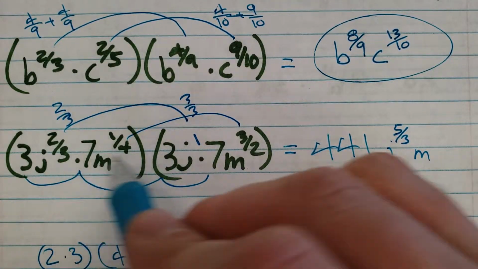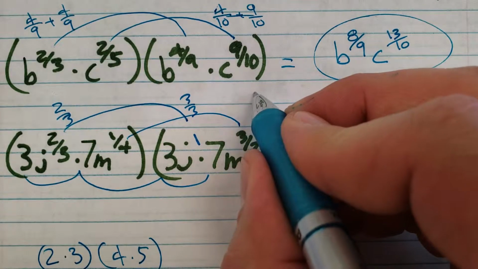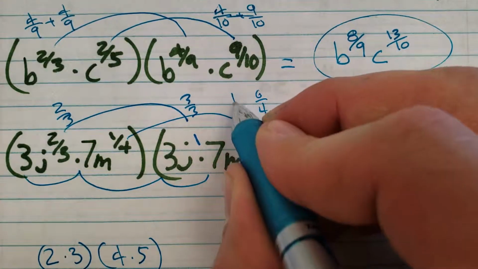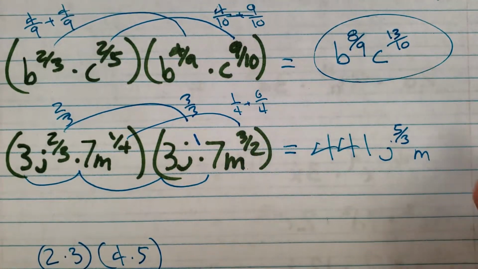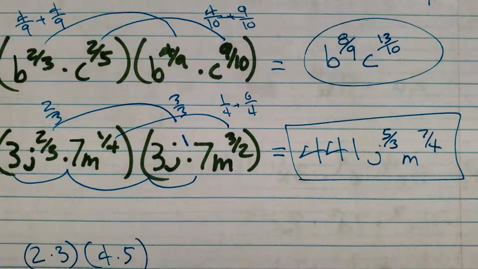Again, M and M, J and J. You don't mix exponents. 1/4, 2/3. That would actually be 6/4. So 1/4 plus 6/4 would be 7/4. Oh my gosh, that is the grossest math problem I have done this week easily. Okay. I'm just following the rules, friends. I'm not even thinking. I'm just following the rules.